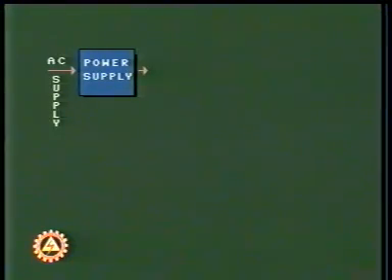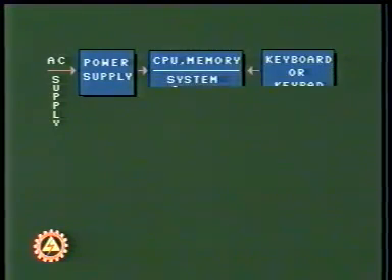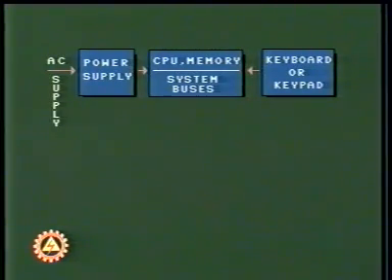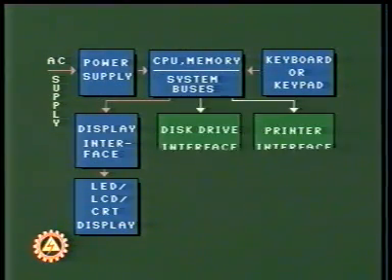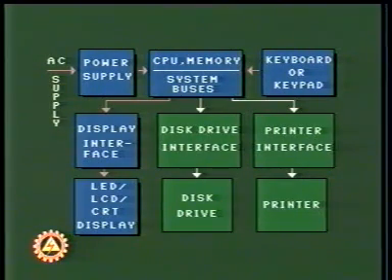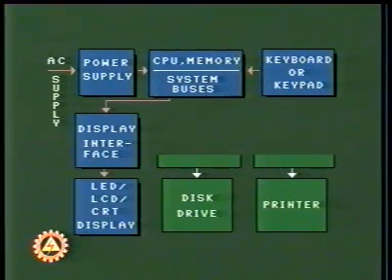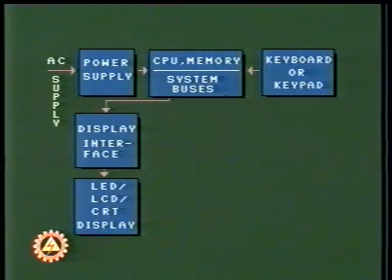This is the block diagram of a typical microprocessor-based system. The system consists of a common power supply feeding all the units, the CPU and the buses, a keyboard or keypad for user input, and a display for output. The system also sometimes has a disk drive and a printer. In a very simple system, the disk drive and the printer may not exist.